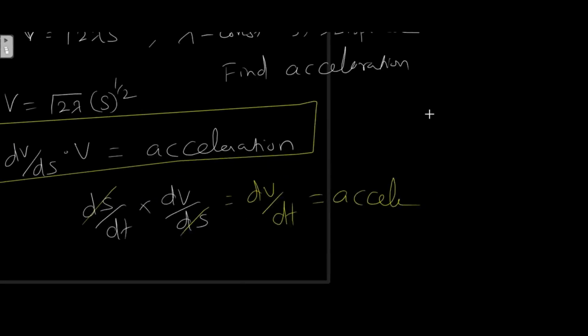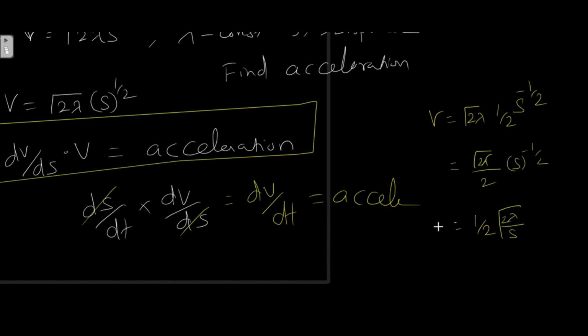So now v equal to root 2 lambda s power 1 by 2, so s power minus half. So that is root 2 lambda divided by 2, s power minus 1 by 2. So it can be written as 1 by 2 under root of 2 lambda by s. So this is dv by ds. Clear?